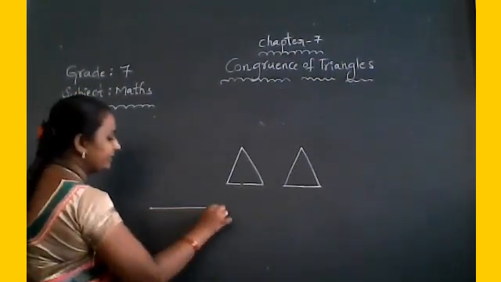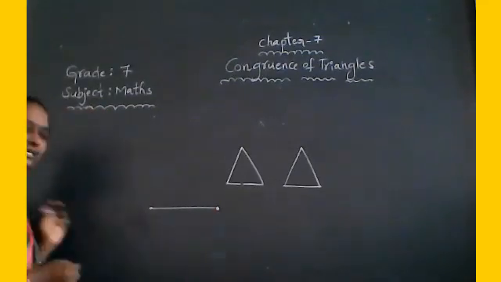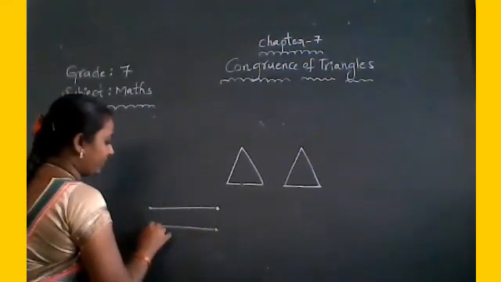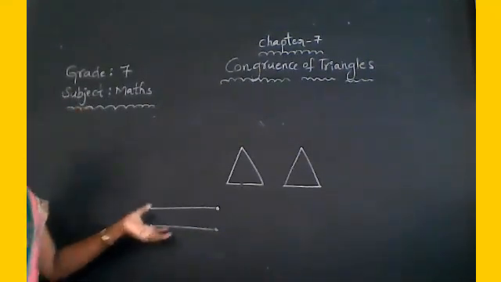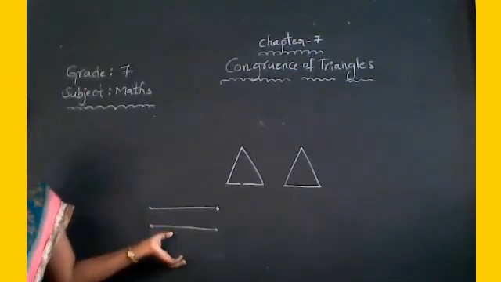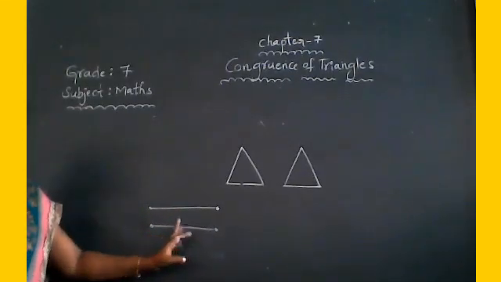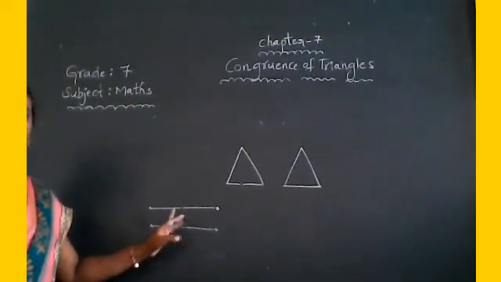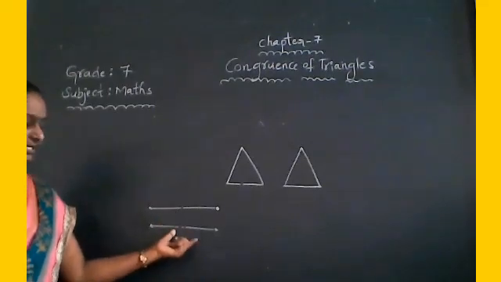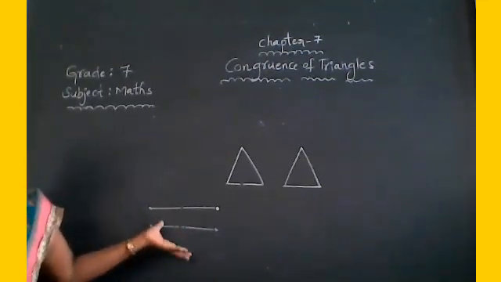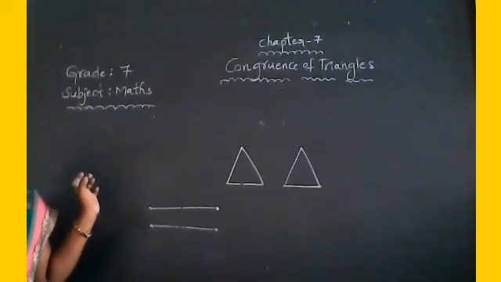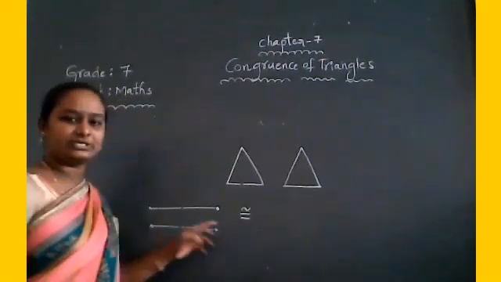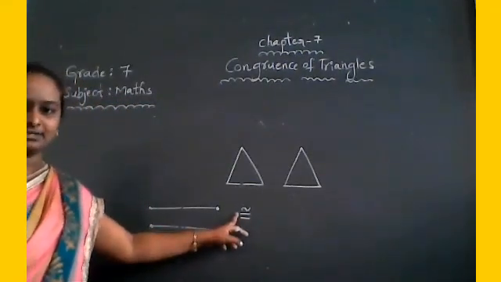I am taking one line segment here. It is a line segment, and I have drawn one more line segment. Tell me, are these two line segments congruent or not? Yes, the two line segments are congruent. Why? Because they have the same length. To show the congruence, we can use the symbol for congruence.